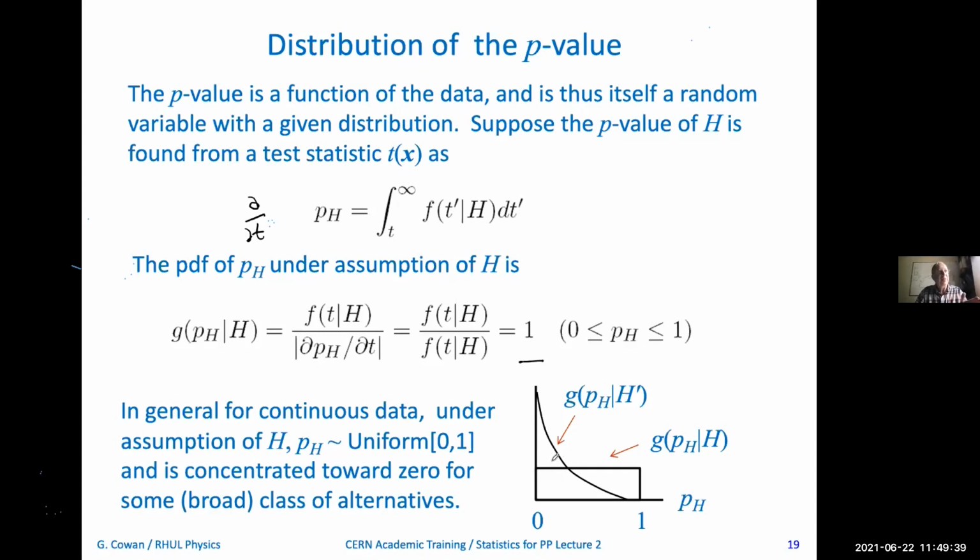That is to say, it would be lesser compatibility with h, and greater compatibility with h1. So if you generate the data according to the alternative, sorry, h prime, then you're more likely to be in this region of the low p-value. Let me go back. It's easy.